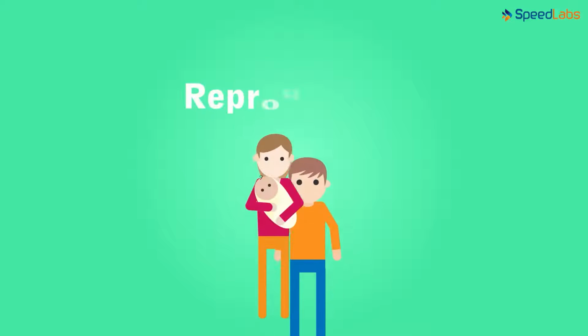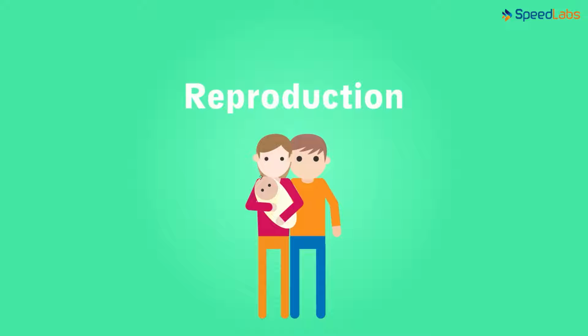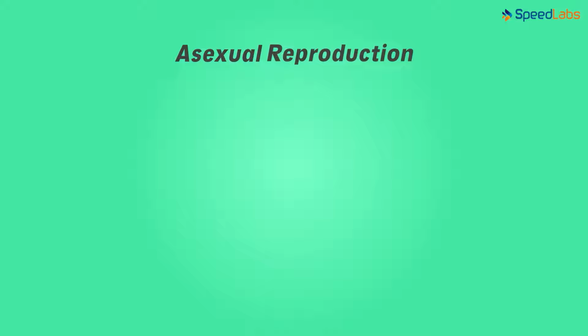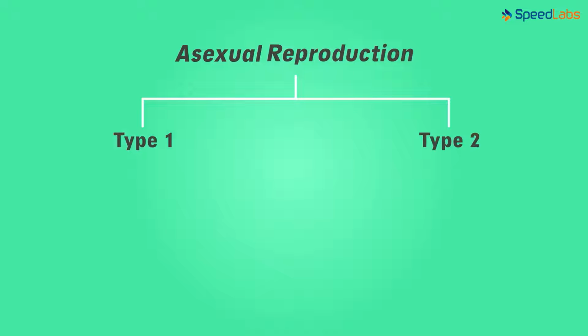The previous video gave us an introduction to the concept of reproduction. We also got introduced to the two major types of reproduction. And what were these types? Yes, the asexual reproduction and the sexual mode of reproduction. In this video, we will learn about asexual reproduction. And this will be done by studying its two major types and examples.